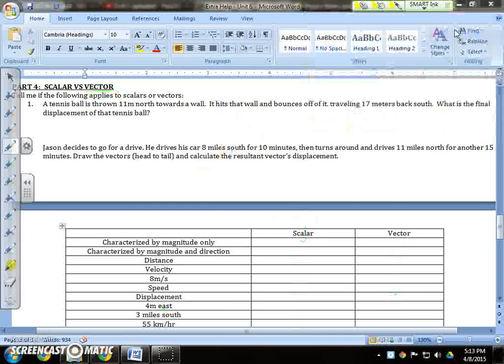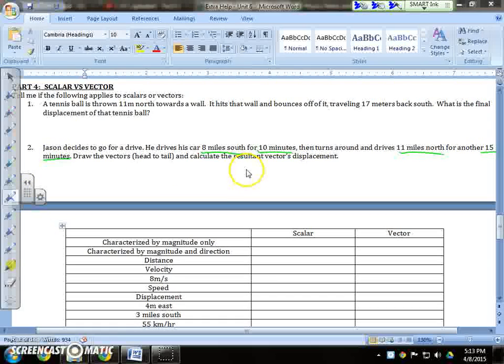In terms of our second problem here, Jason decides to go for a drive. He drives his car 8 miles south for 10 minutes, then turns around, drives 11 miles for another 15 minutes. Draw the vectors head to tail and calculate the resultant vector's displacement. So knowing that we're dealing with displacement, do I care about the 8 miles south, the 10 minutes, the 11 miles north, or the 15 minutes? Which of those matter and which of those don't?